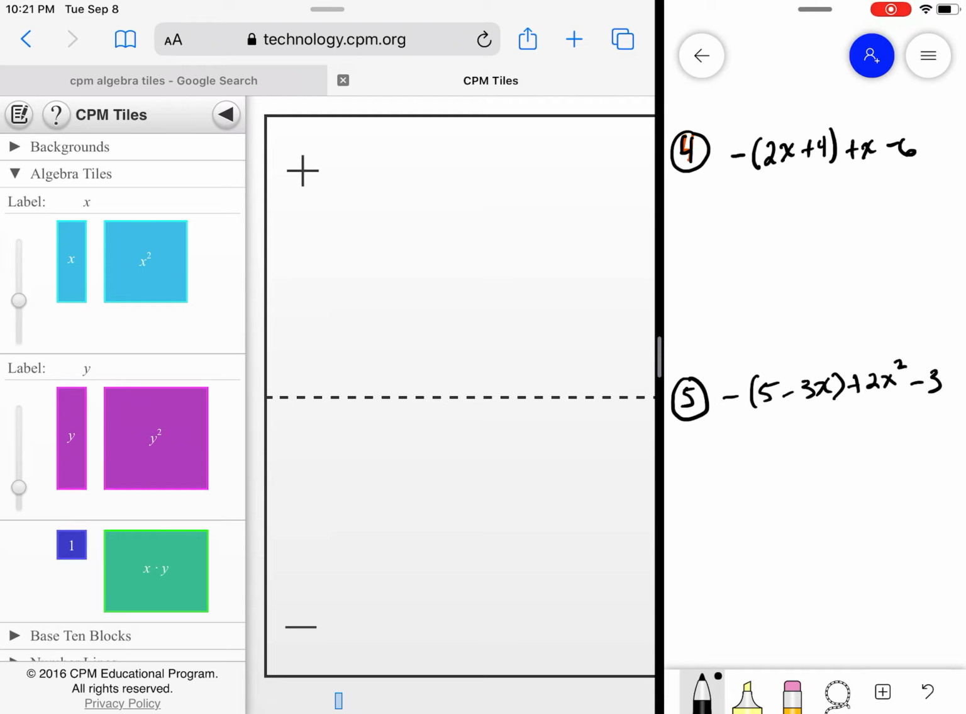Pause it, work them out yourself, and then I'm going to show you the worked out answers. I'm not going to include the algebra tiles on it, but I'll show you the worked out answers. So pause it, and then I'll show you the worked out answers.